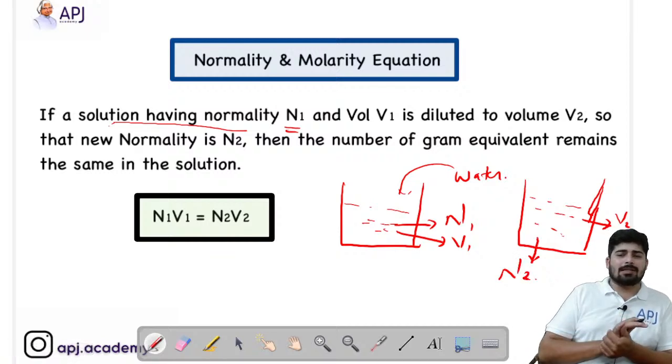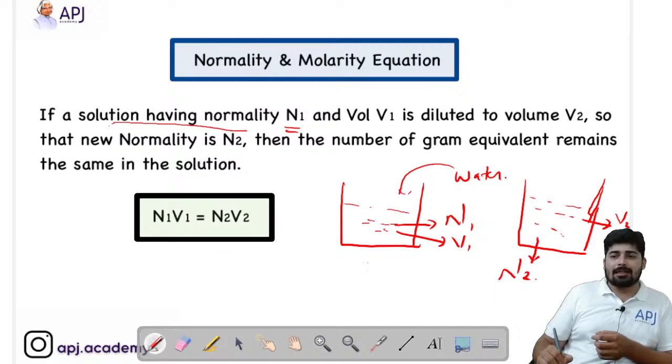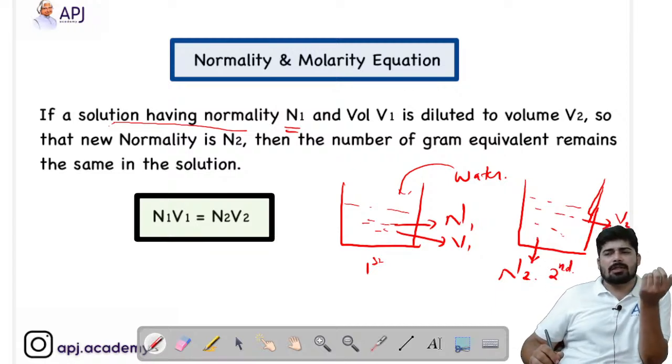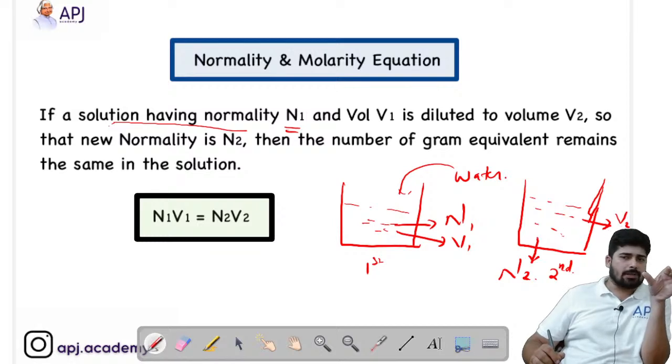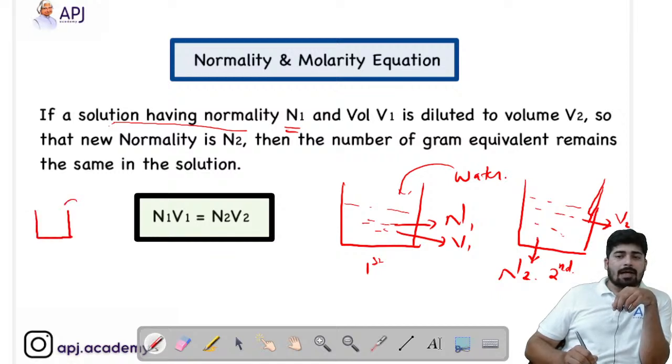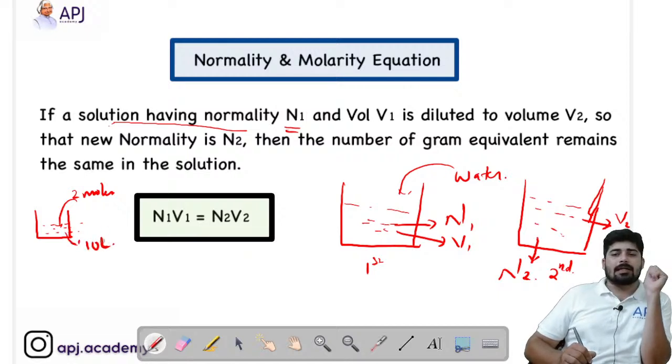Here you have to understand that the equivalence present in the first container and the equivalence present in the second container are both the same. By hearing the term equivalence alone, you will not get the point, so I'll explain it in terms of the number of moles. See, I have a container where I have added 2 moles of NaCl, and it consists of, let's say, 10 liter of water.